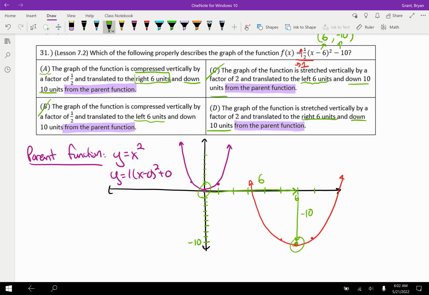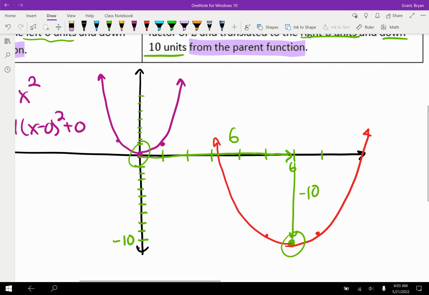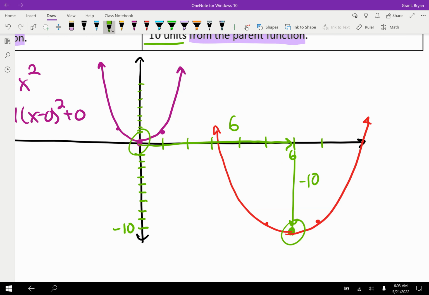The last part asks about being compressed vertically versus stretched vertically, and that can be some confusing terminology. So I'm going to ignore that terminology, and first we're going to compare the two graphs in terms of their width. On my red graph, I went up a half and over 1, right? Imagine if I had just gone up a quarter and over 1. That would make my parabola wider, wouldn't it?